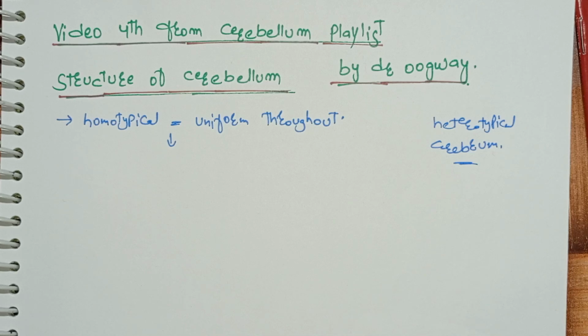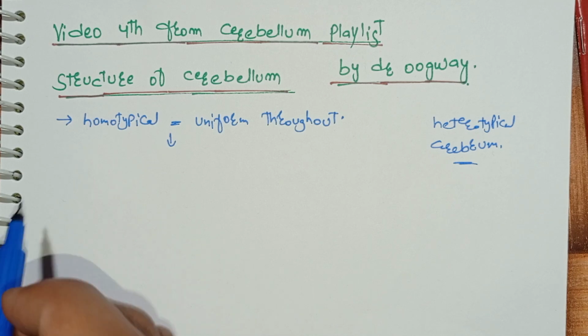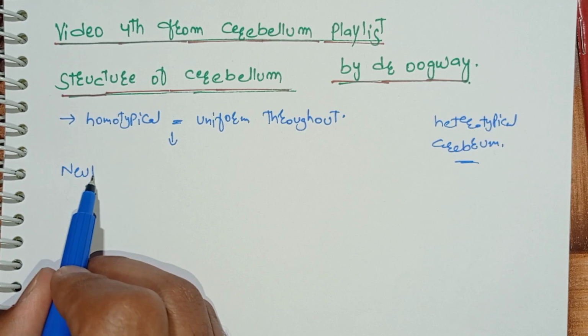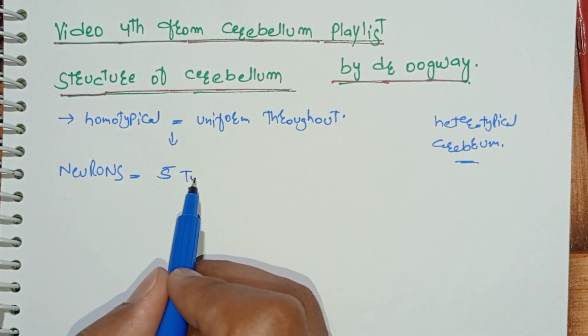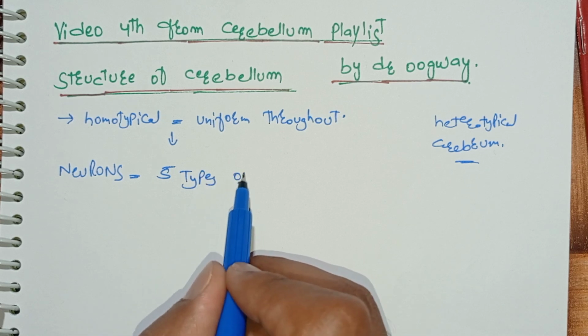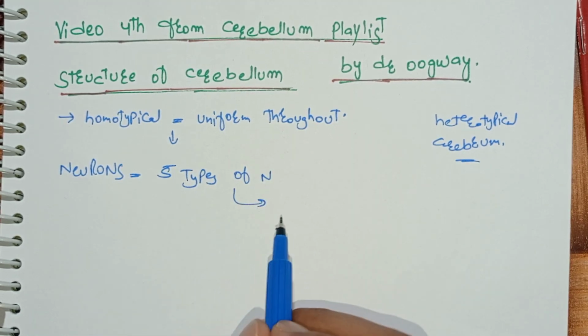We know the central nervous system means the brain and spinal cord. This central nervous system is made up of neurons. The cerebellum is also a part of the brain, a small brain, and it also contains neurons. It contains five types of neurons. What are these types?